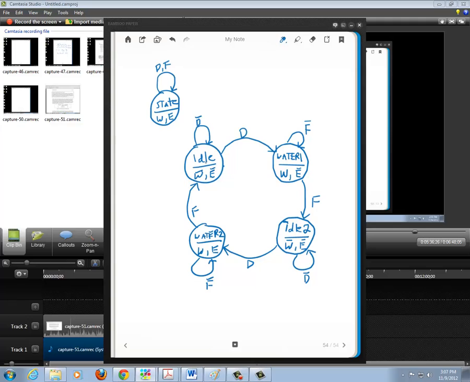And again, we took care of all input conditions, because as we explained last time, in the idle states we're only caring about the dry signal, and in the watering states we only care about the flood signal. And so we've taken care of every possible input combination that could happen, and we have created a complete finite state machine.